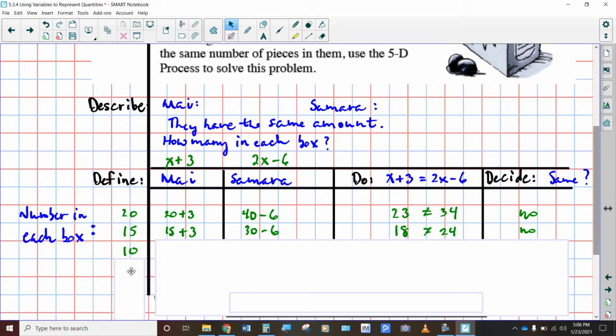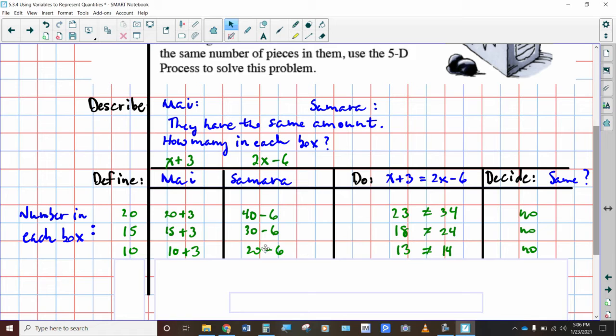So let's drop it down to 10. See what we get there. That gives us 13 and 14, that is very close. So I don't want to jump down by 5 anymore. I'm going to just go down by 1 and see what happens if we say that's 9.